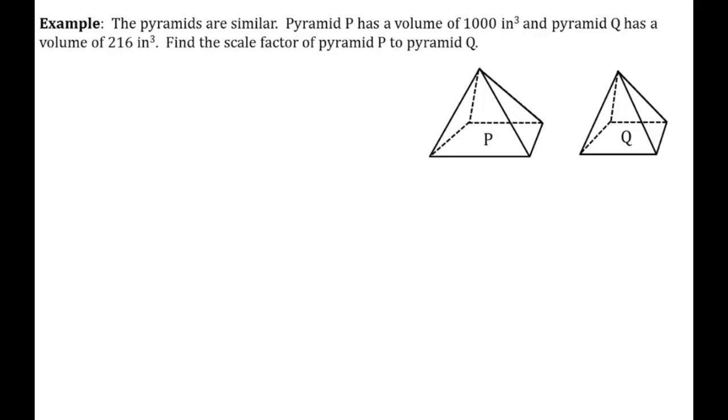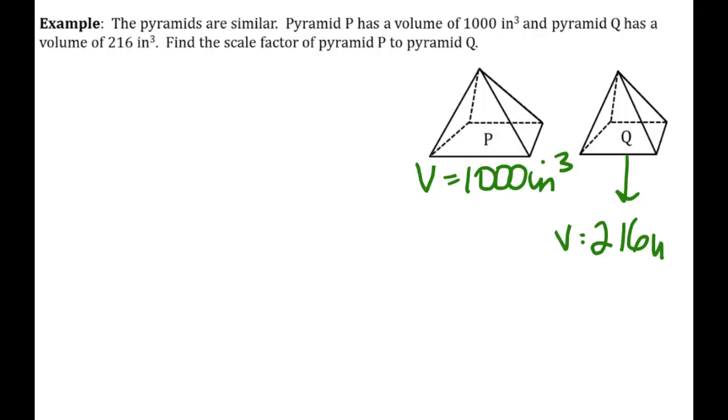Okay, one more example. The pyramids that we are given here are similar. Pyramid P has a volume of 1,000 inches cubed. Pyramid Q has a volume of 216 inches cubed. It says find the scale factor of Pyramid P to Pyramid Q, so we have to find the scale factor between the two.